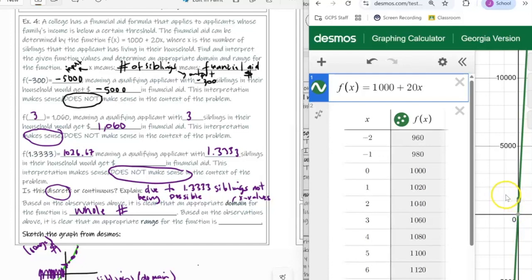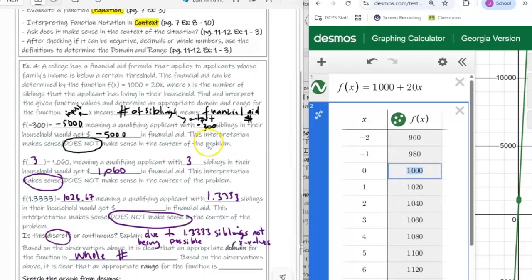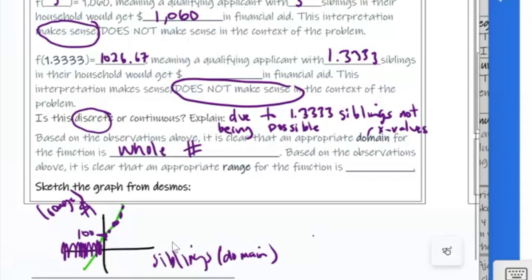So the thing to remember, for your y-intercept, x is equal to 0. So your y-intercept is $1,000. Or you can look straight at your function. Where is my function? Right here. This is your y-intercept and this is your slope. So my y-intercept is $1,000. Okay, so I'm going to start at $1,000 is my bottom, and I'm going to go up to infinity is my top. Okay, so that's what I'm looking for.